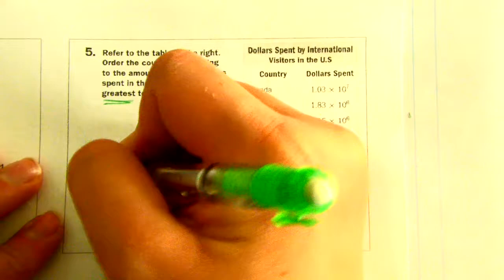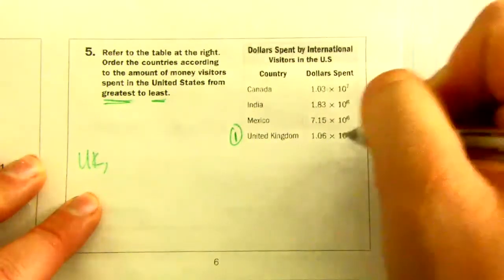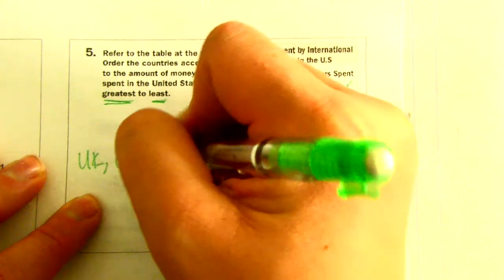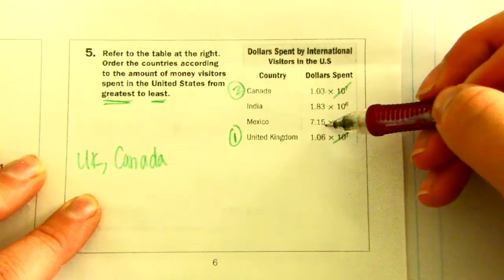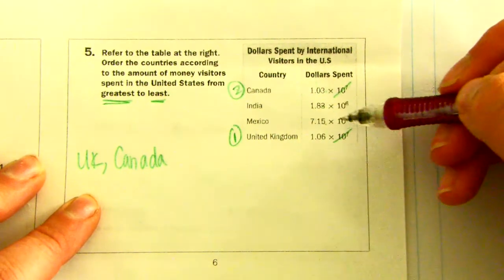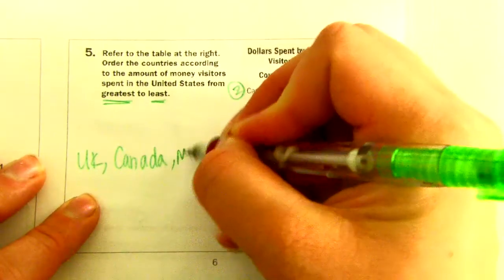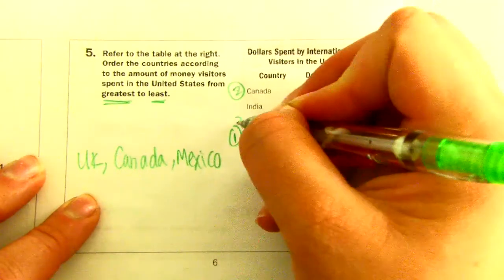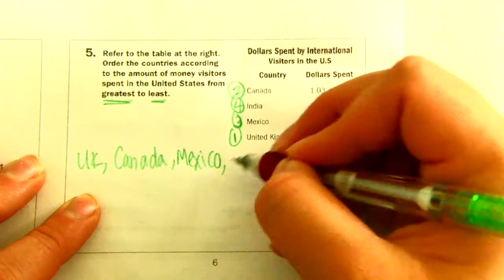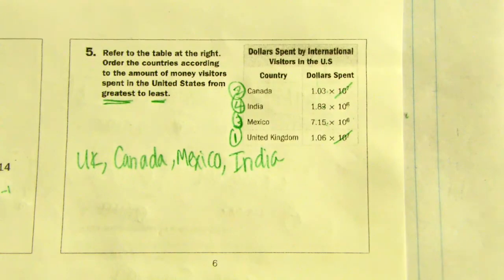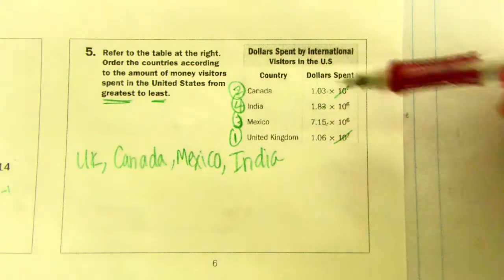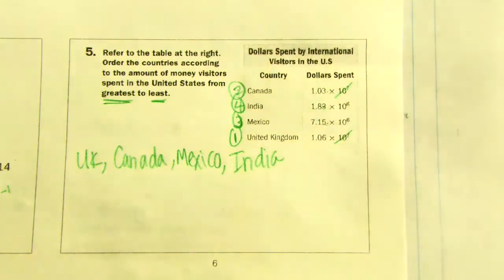So we're going to label UK, and then, so that was a 10 to the 7th, and our next 10 to the 7th is Canada. Then we go look at our 10 to the 6th, and this one's larger than this one. So we need to go to the next largest, which is Mexico. And last would be India. So India spent the least here, and UK spent the most, apparently. So again, looking at the exponents and not necessarily the numbers out in front.